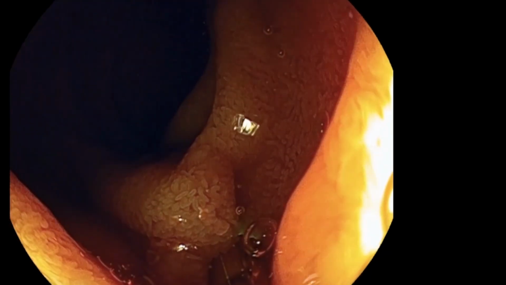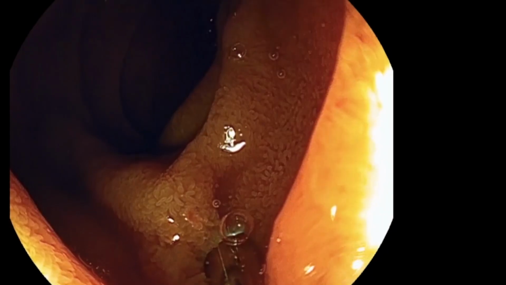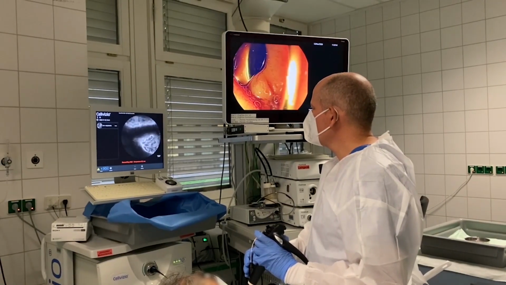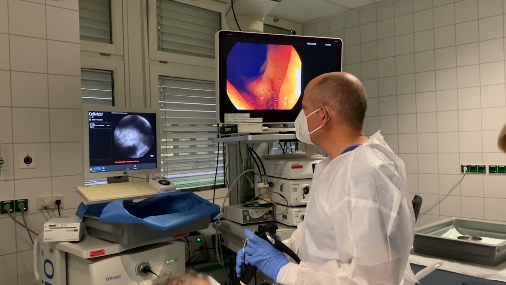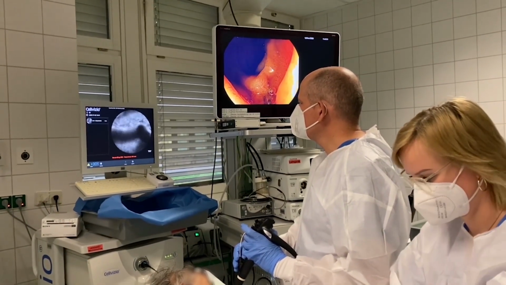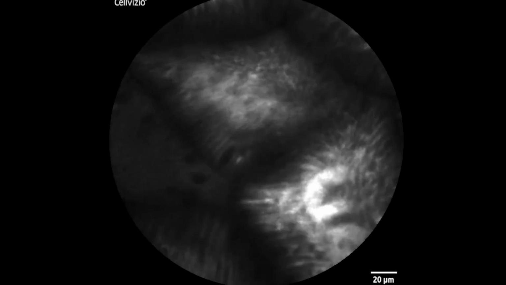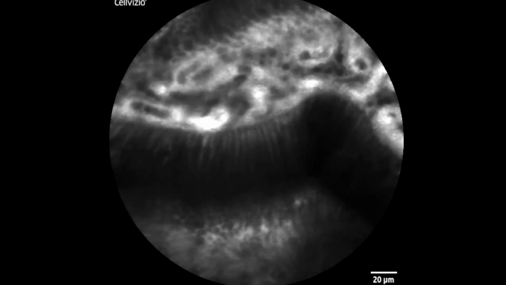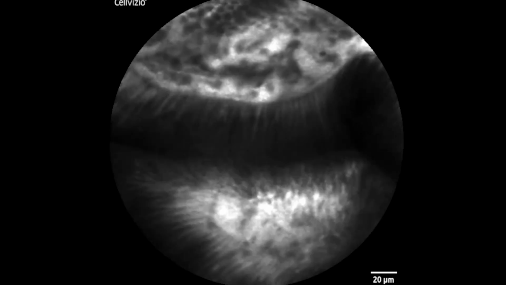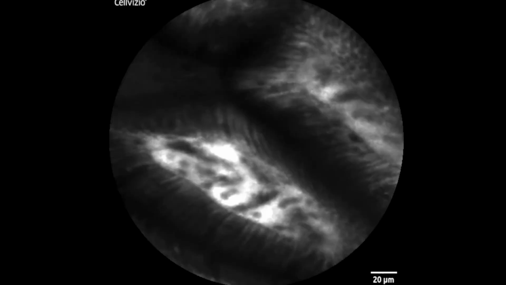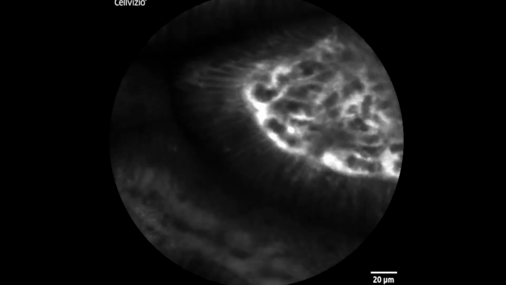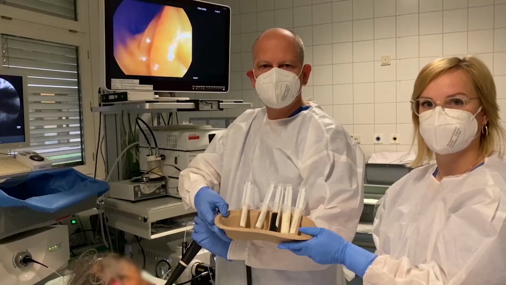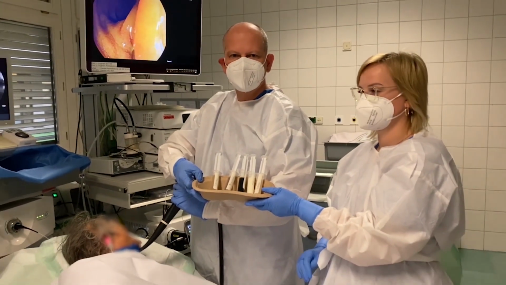And here we evaluated at the beginning the overall architecture of the villi within the duodenum. Here you see the simultaneous display: on the left-hand side the endomicroscopic images, and on the right, the video. Now again, these are the villi. We see the vessels with the red blood cells, but in between the villi there's a dark appearance, so the lumen of the duodenum remains dark.